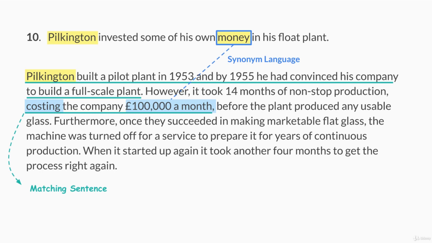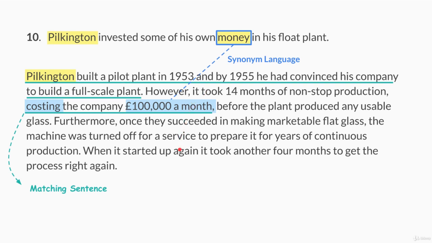All right, so let's break it down. The question says that Pilkington invested some of his own money. But what does the matching sentence say? Well, the matching sentence says that Pilkington convinced his company to build a full-scale plant. It cost the company £100,000 per month. So what do you think the correct answer is going to be? Does the information agree with each other in these two sentences? Or does it disagree? Or is it simply not given?